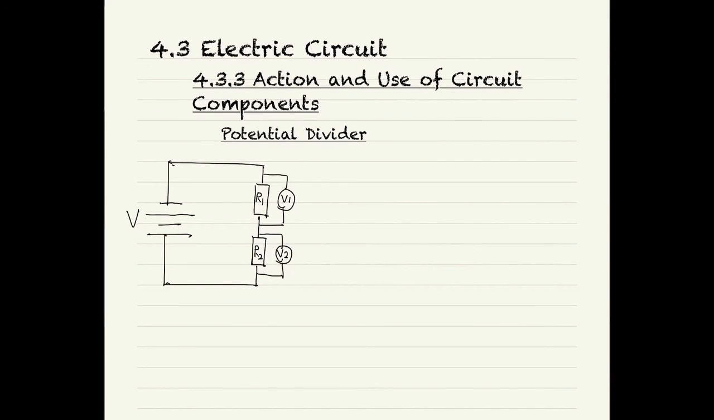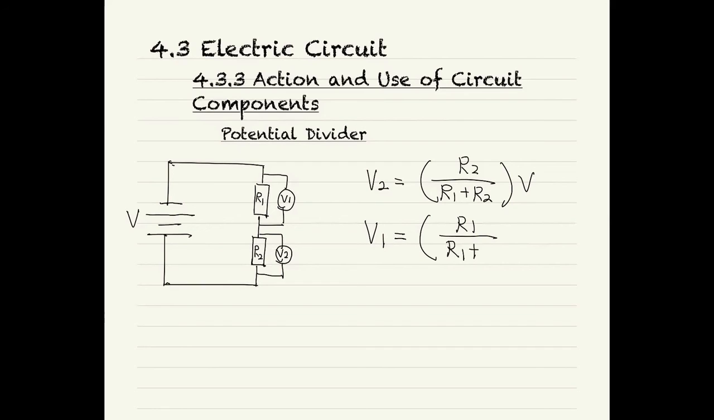Formula for potential divider is V2 equal to R2 over R1 plus R2 times V. V1 equal to R1 over R1 plus R2 times V.